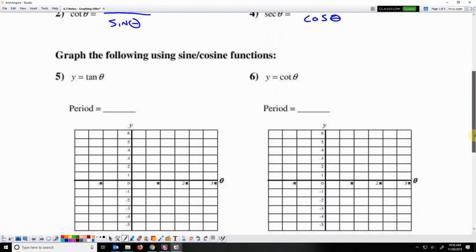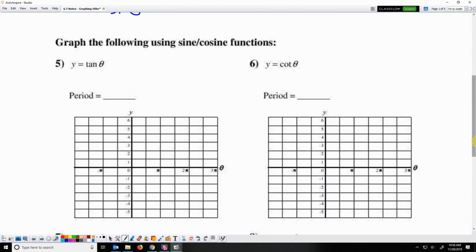So we're going to graph y equals tangent theta. Tangent theta is sine theta over cosine theta. Because cosine theta is in a denominator, the domain is that cosine theta cannot equal 0. So in order to make sure we fit within our domain, we are going to graph a cosine wave.